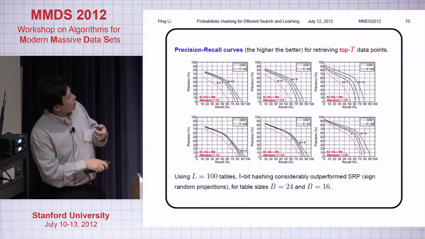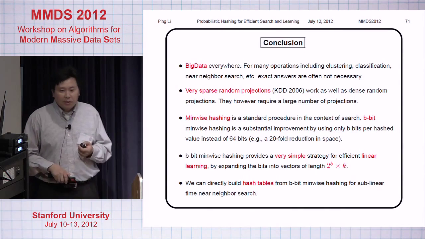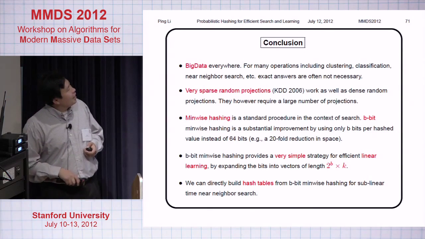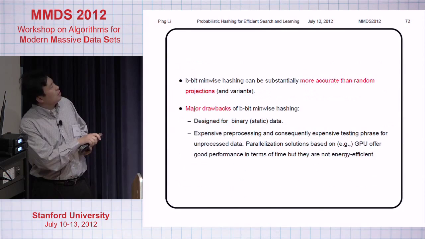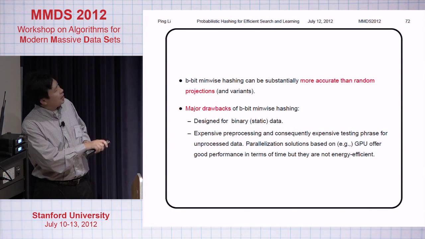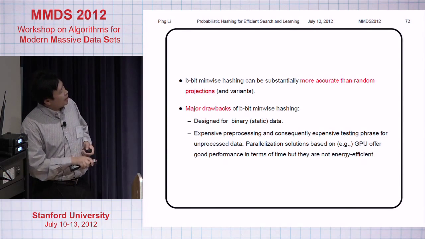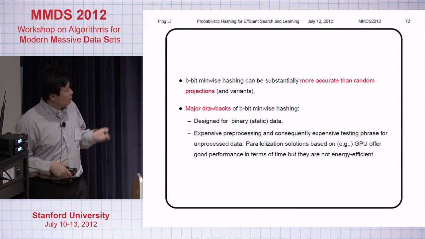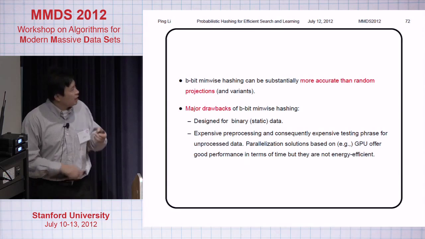So I guess I'm over time, so I will stop here, maybe pointing out the major drawbacks of minwise hashing. It's only for binary data. It has an expensive pre-processing cost, and we can use GPUs for that, of course, but it's not energy efficient. So those are the major drawbacks.